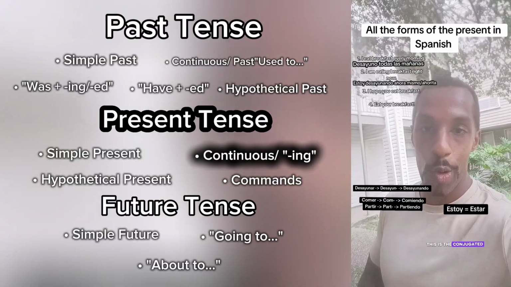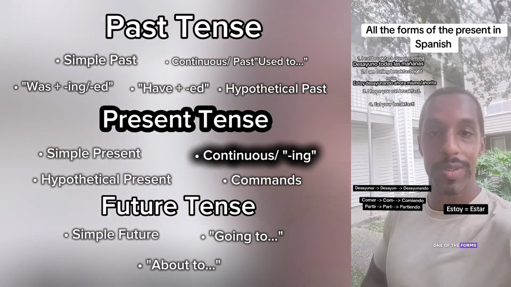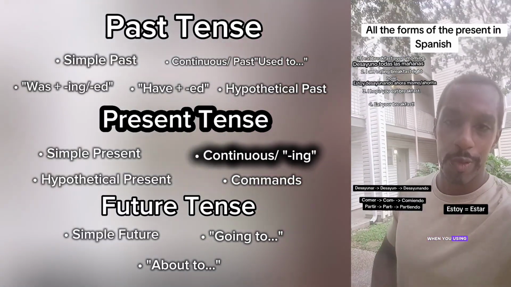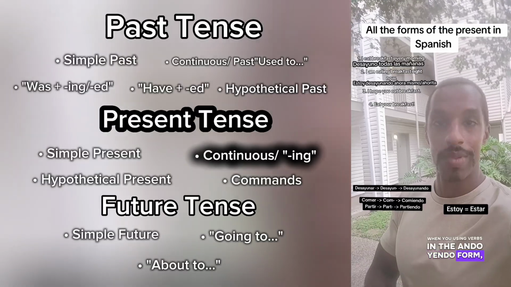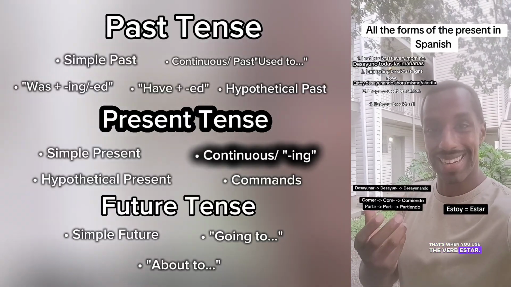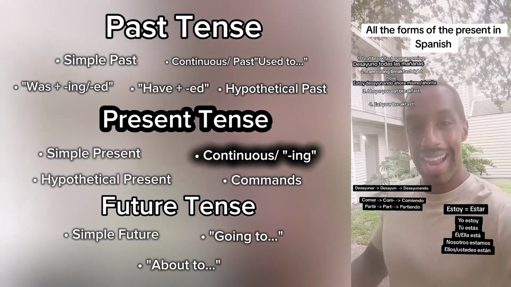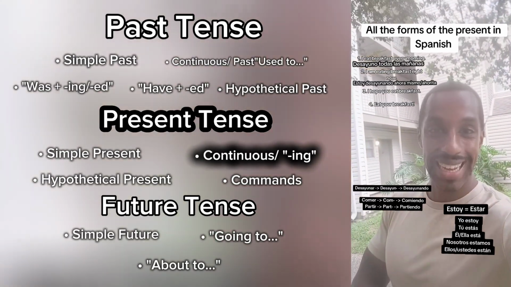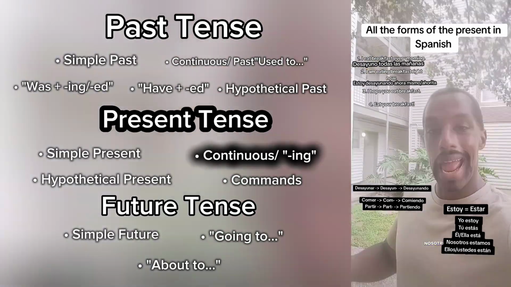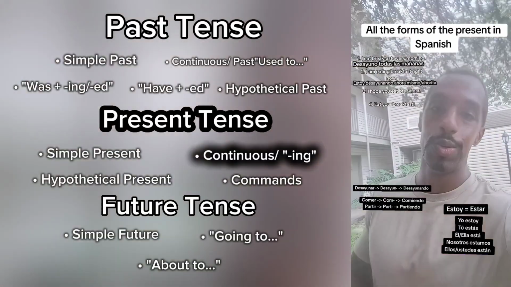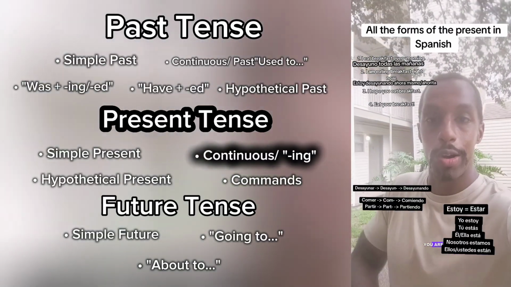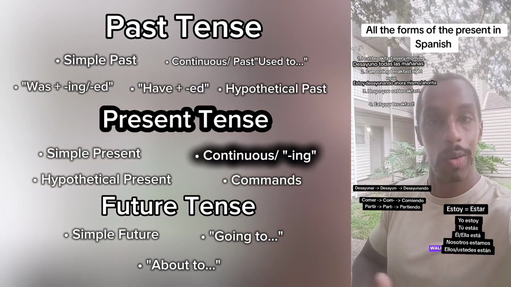But the real meat of this form is estoy. It's the conjugated form of estar, one of the forms of to be in Spanish. When you're using verbs in the -ando, -iendo form, that's when you use the verb estar. So let's see how to conjugate this. Yo estoy, tú estás, él, ella, usted está, nosotros estamos, ellos, ustedes están. Use this form when you want to say that you are currently doing something, eating, walking, whatever.